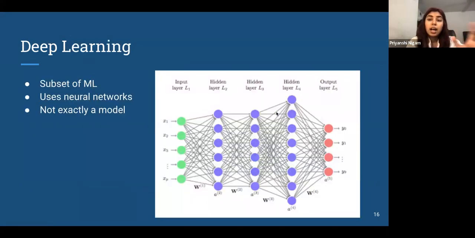And then we wanted to touch really quick on deep learning, which is a subset of machine learning, but it uses neural networks. So you can see these different hidden layers that they have, and then you have an input and an output layer. So it's not exactly a model, but it is used pretty commonly in machine learning to make a lot of complex predictions.